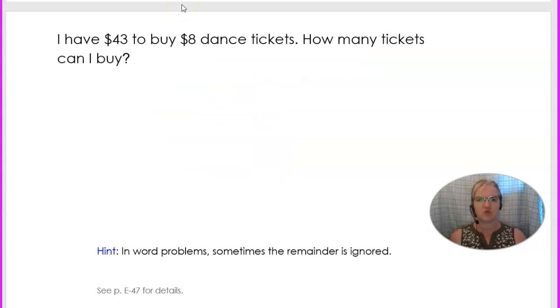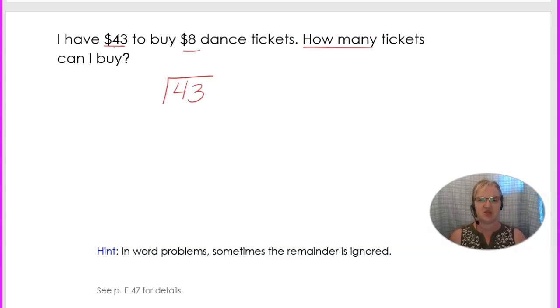So here's our first word problem. I have $43 to buy 8 dance tickets, and we want to know how many tickets I can buy. So we're going to divide 43 by 8. So 43 will be our dividend, 8 will be our divisor, to find out how many tickets I can buy, and that will be the quotient. So let's work this through.